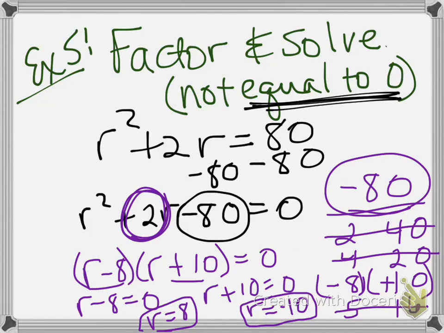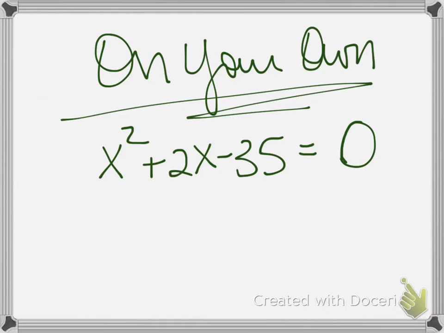Okay, so the process is pretty simple when you want to factor. What multiplies to give me the last number and adds to give me the middle number? And then I factor it and I can solve it. So here's a problem for you to do on your own. This should be in your notes for me to check, and then we can do some practice problems.